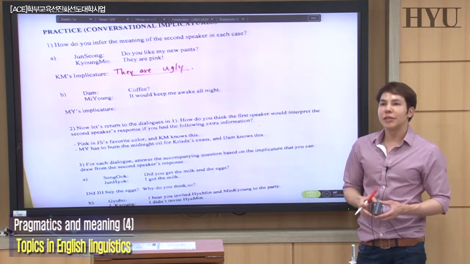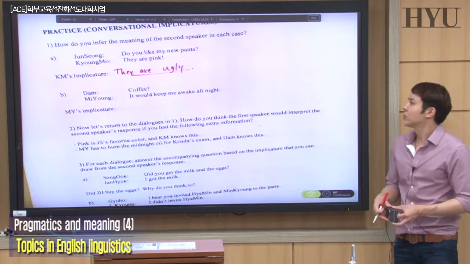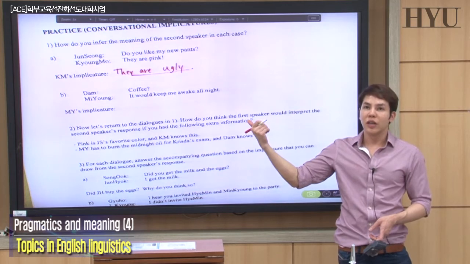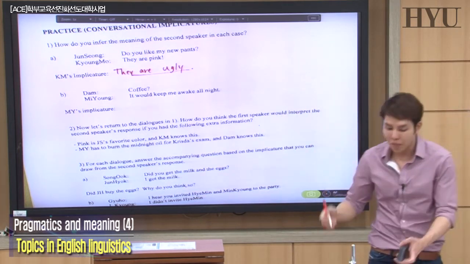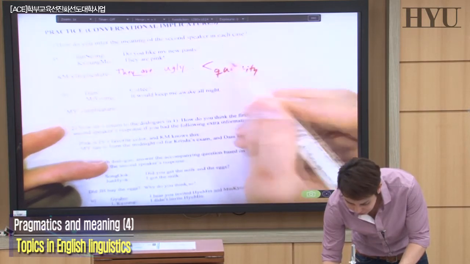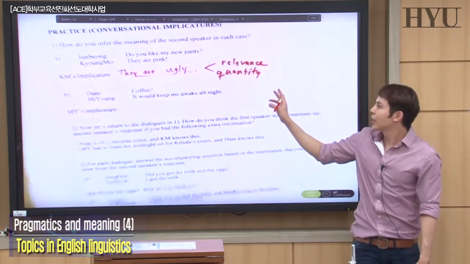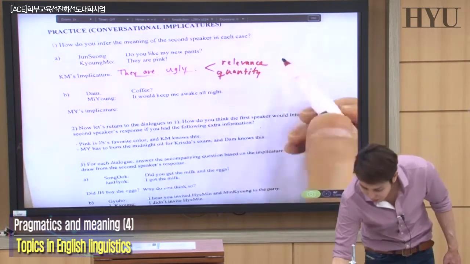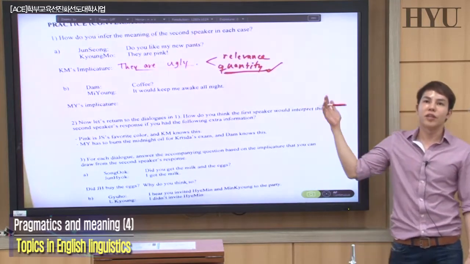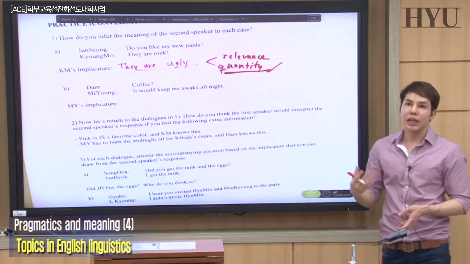And what might be the maxim that is being violated here? Maybe relevance or maybe quantity, right? Relevance is good, but quantity may be more obvious, because he should have given more information about his liking or not liking, right?